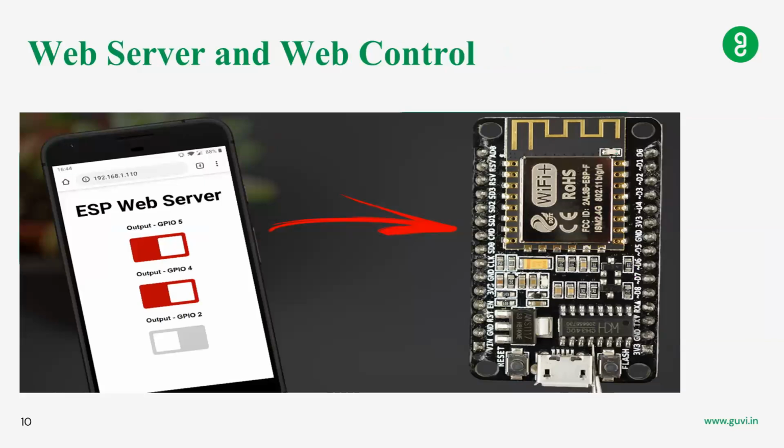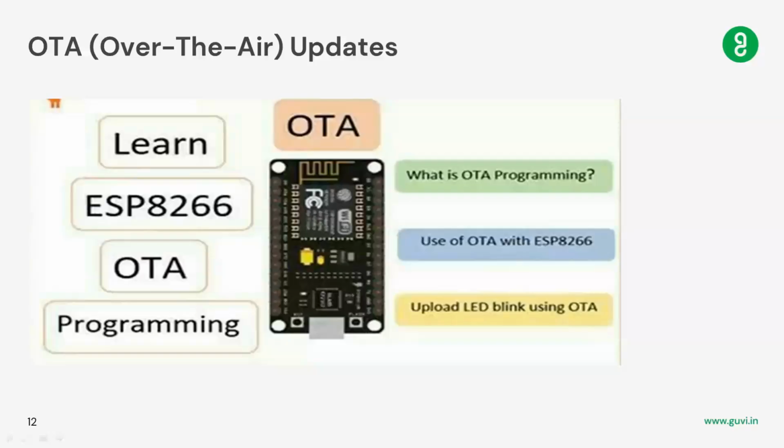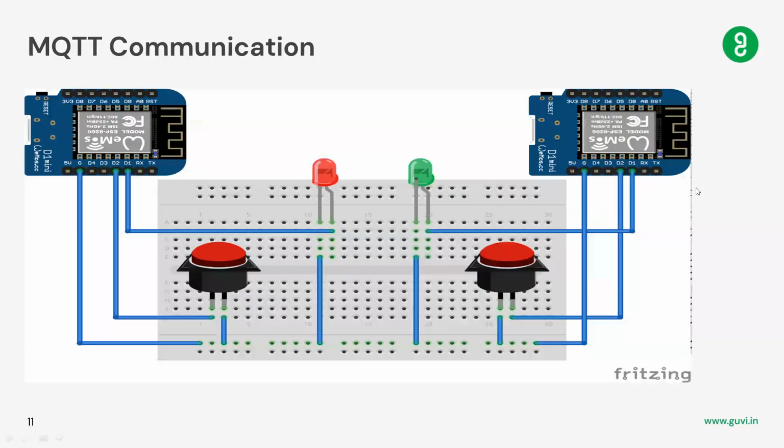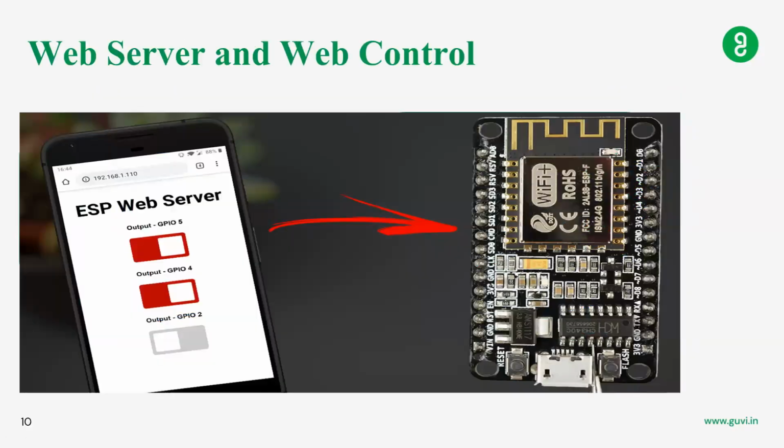Web server and web control. Coming to the web server and web control, a web server refers to creating a web-based interface to interact with the NodeMCU or other web-connected devices. A web server is a software application or component that serves web content to clients, typically web browsers. So NodeMCU can turn into a web server, allowing it to listen for incoming HTTP requests and respond with web pages, data, or commands. NodeMCU can host a web server to serve web pages, provide data, or even control connected devices.